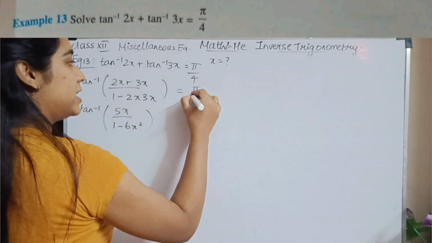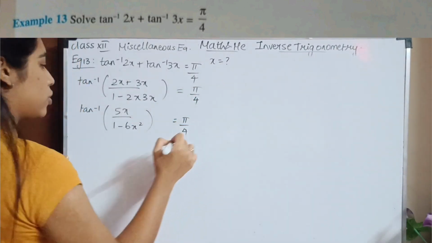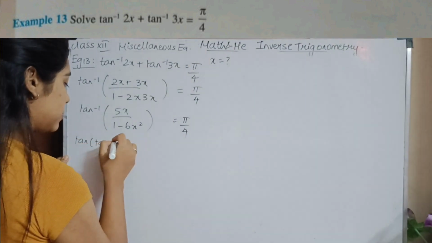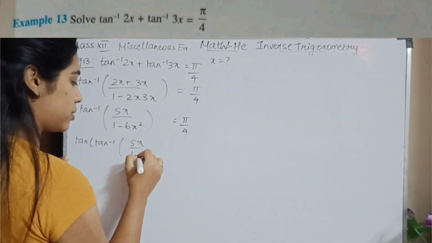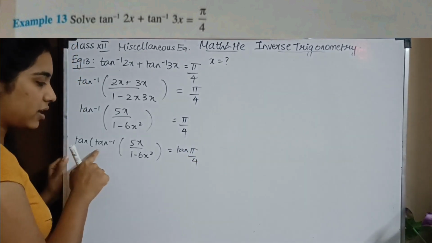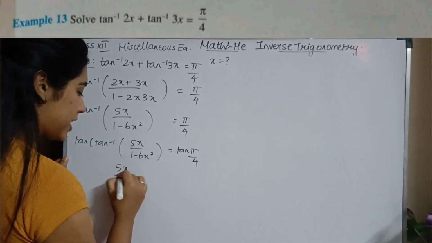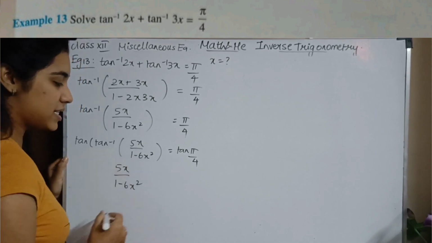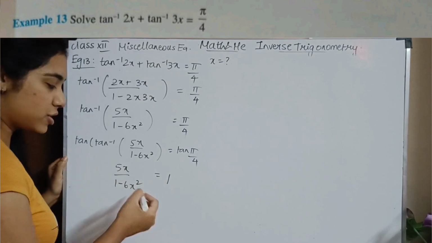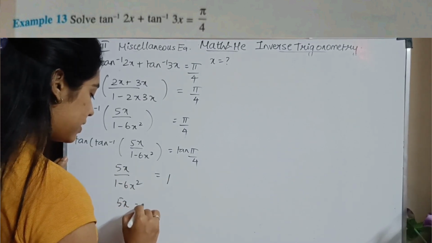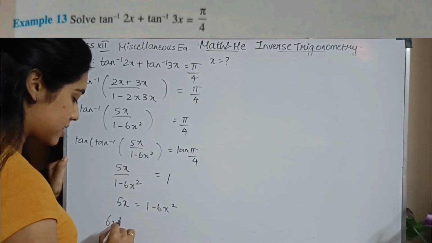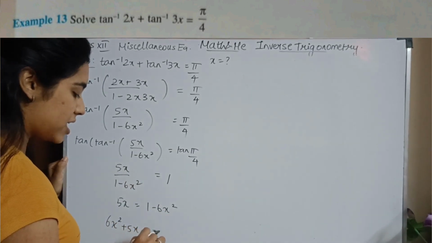I'll simultaneously write my RHS also. So what will I have? Pi divided by 4. Here also pi divided by 4. Now I'm going to take tan on both sides. So what will happen? Tan of tan inverse of 5x divided by 1 minus 6x square is going to be tan of pi divided by 4. So tan of tan inverse of some value is going to be the value itself. So 5x divided by 1 minus 6x square equals tan pi by 4, which is 1. So you're getting a quadratic equation. When I cross multiply, 5x equals 1 minus 6x square. Bringing this to the other side, I'll have 6x square plus 5x minus 1 equals 0.